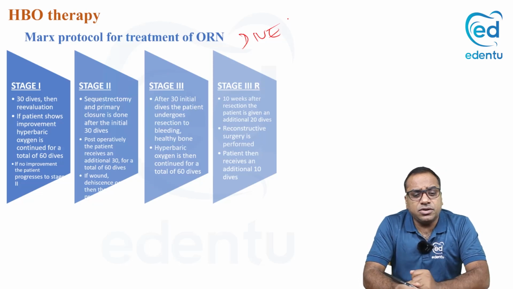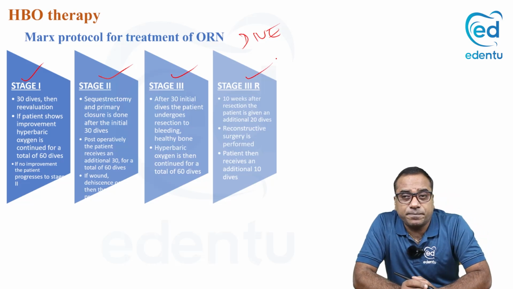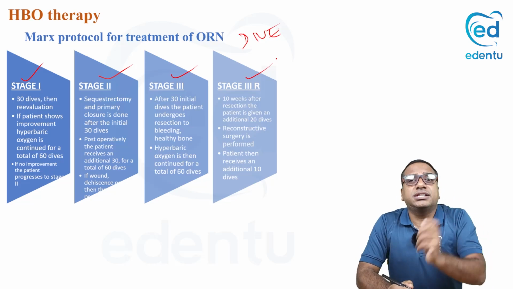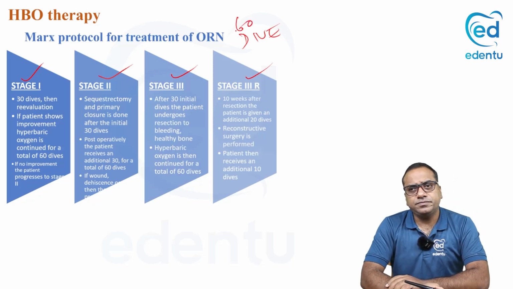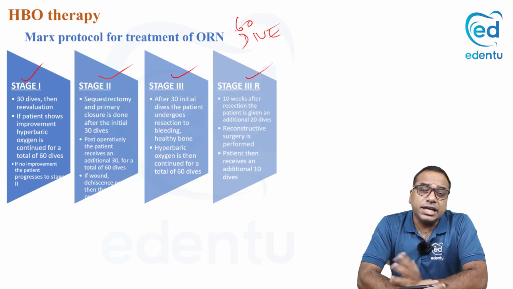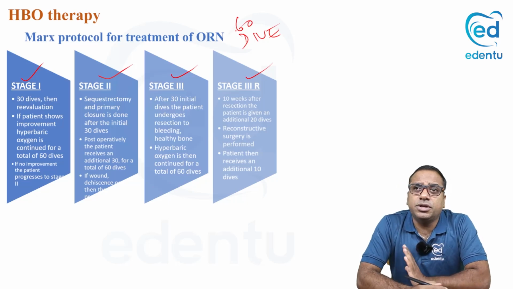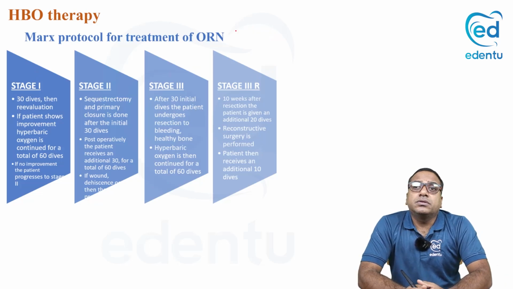Now you can see here there is something called stage 1, stage 2, stage 3, stage 3R. In every stage, your quota is fixed. You are supposed to get 60 dives. In stage 1, 60 dives only you will get maximum. Stage 2, 60 dives. Stage 3, 60. Like that only. Nothing more than that.